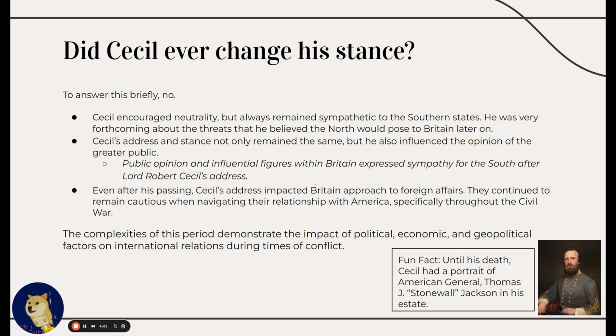Lord Cecil's stance during the American Civil War remained consistent, advocating for neutrality while expressing sympathy for the Southern states. His address influenced public opinion in Britain, leading to sympathy for the South among influential figures. Even after Cecil's death, his approach to foreign affairs continued to shape Britain's cautious navigation of its relationship with America during the Civil War. This period underscores the significant influence of political, economic, and geopolitical factors on international relations during times of conflict.